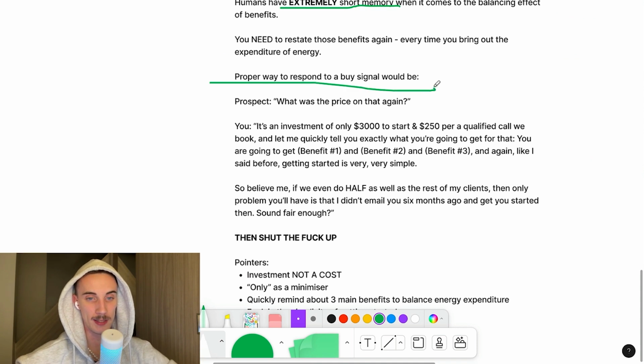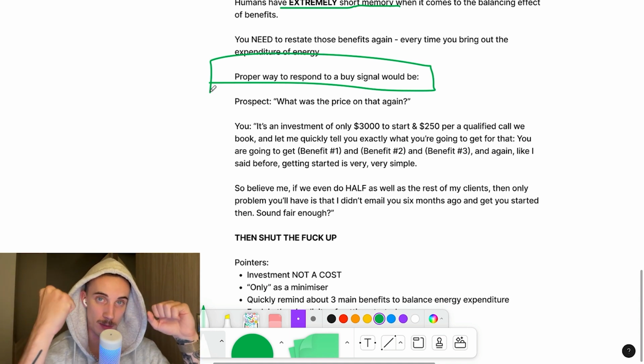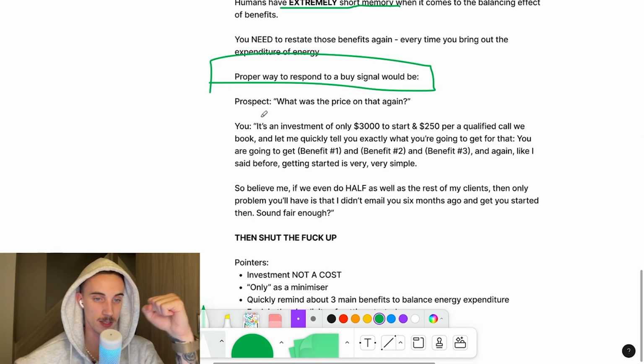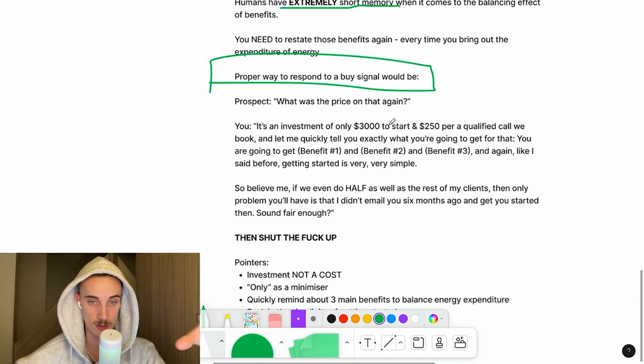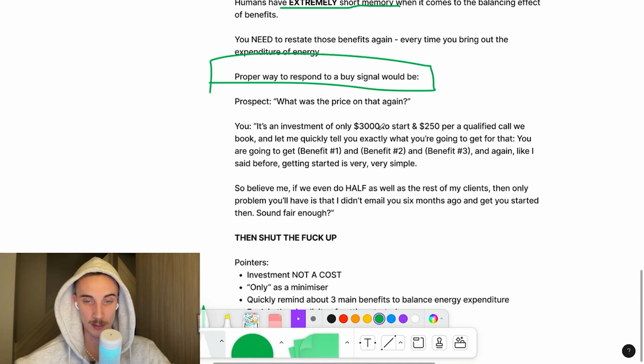So a proper way to respond to a buying signal would be, when the prospect asks what was the price on that again, you first give them the energy and then you give them the benefits. It's an investment of only $3,000 to start and $250 per qualified call we book. And let me just quickly tell you exactly what you're going to get for that investment.